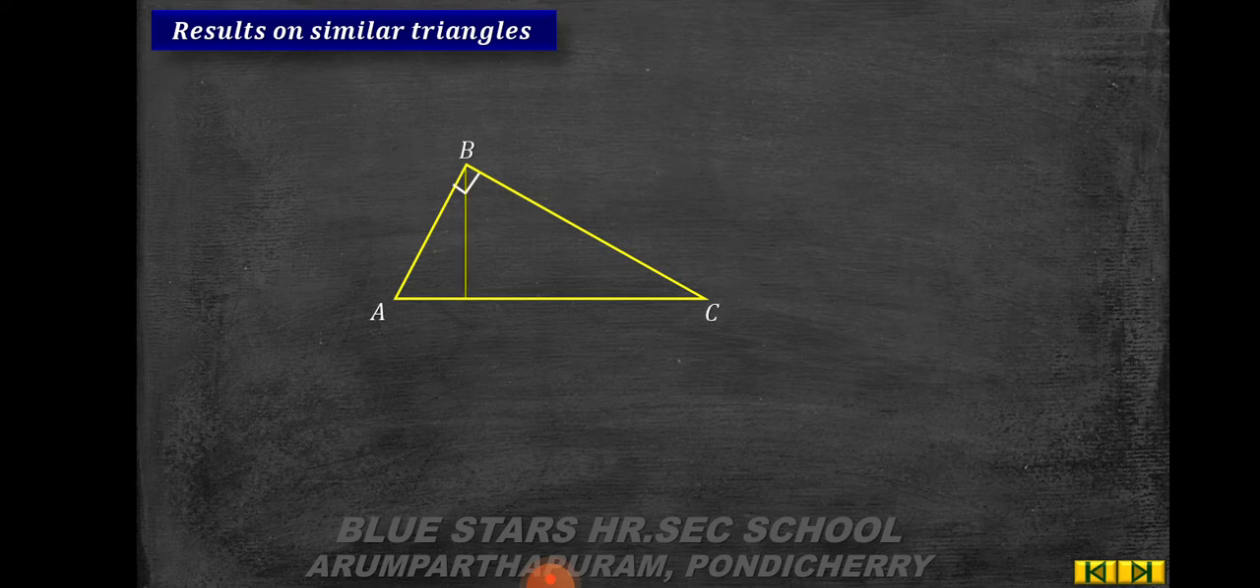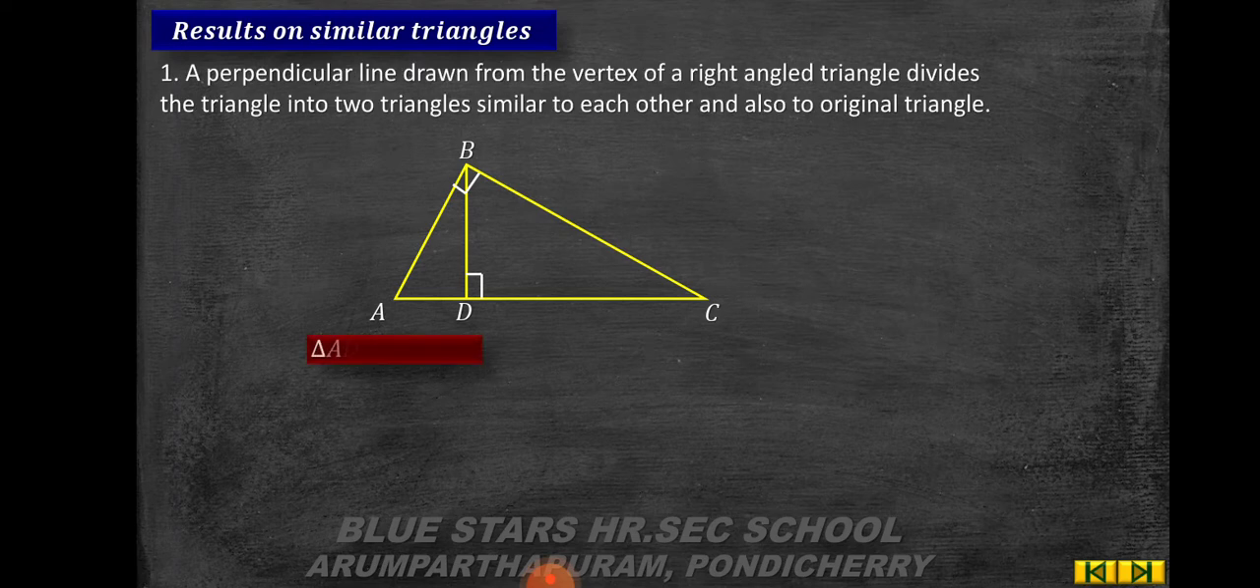Results on similar triangles. ABC is a triangle, right angled at B, and draw a perpendicular line BD to AC. A perpendicular line drawn from the vertex of a right angled triangle divides the triangle into two triangles similar to each other and also to the original triangle. So triangle ADB is similar to triangle BDC. Triangle ABC is similar to triangle ADB. And triangle ABC is similar to BDC.